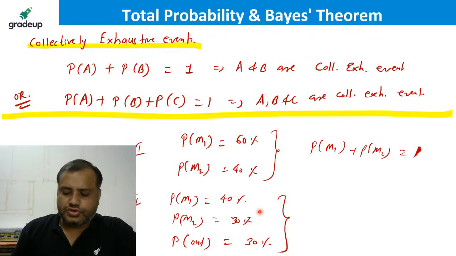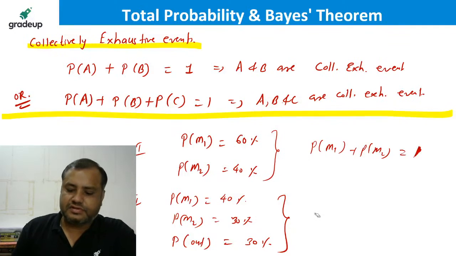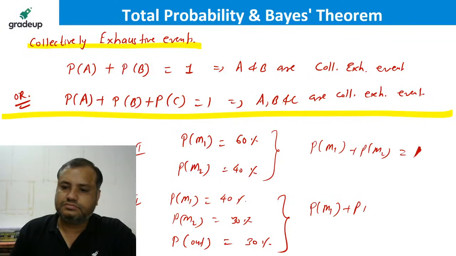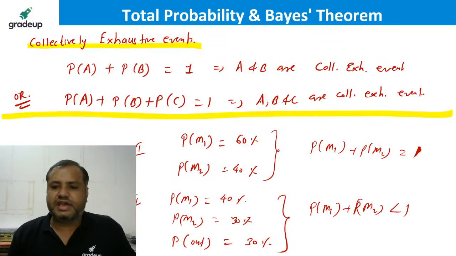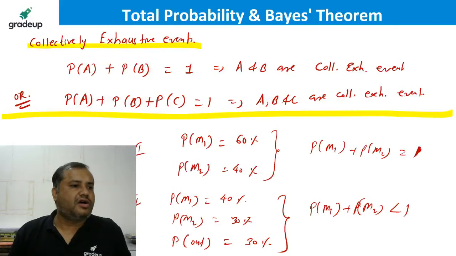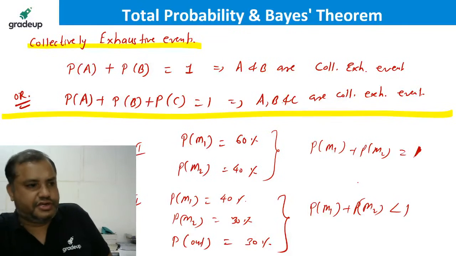Okay. So in the second case, when you try to add the probabilities of machine M1 and machine M2, that will not be 1. So in this case, you cannot develop an accountability on the items being produced defective.